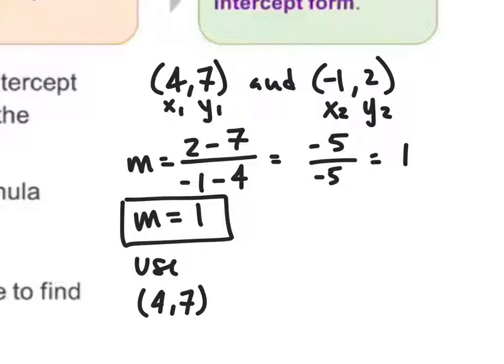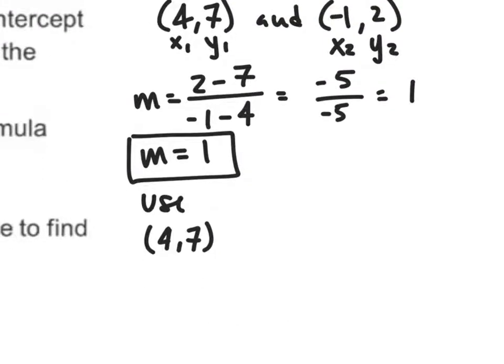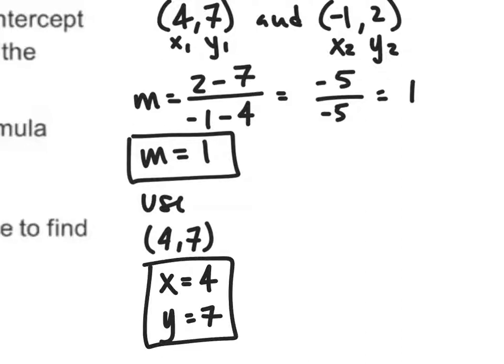Now, when I have this, every point is in the form of an x value and a y value. So I'm going to write that out. I'm going to say that x is equal to 4, and I'm going to say that y is equal to 7. Okay, so I have these numbers, so I use these, and I plug them into the equation y equals mx plus b. Okay, so I'm going to substitute my values.